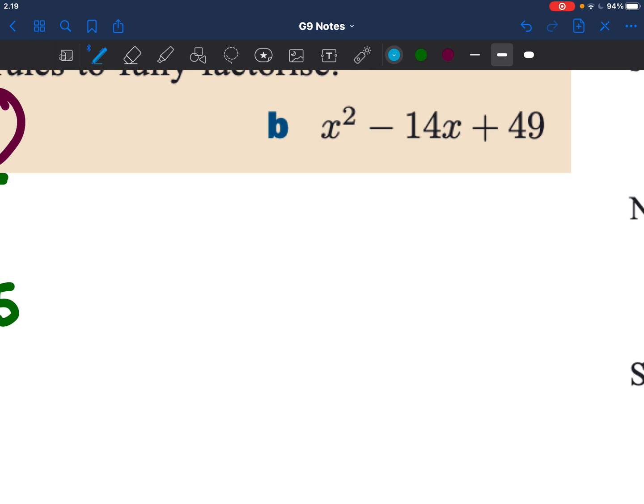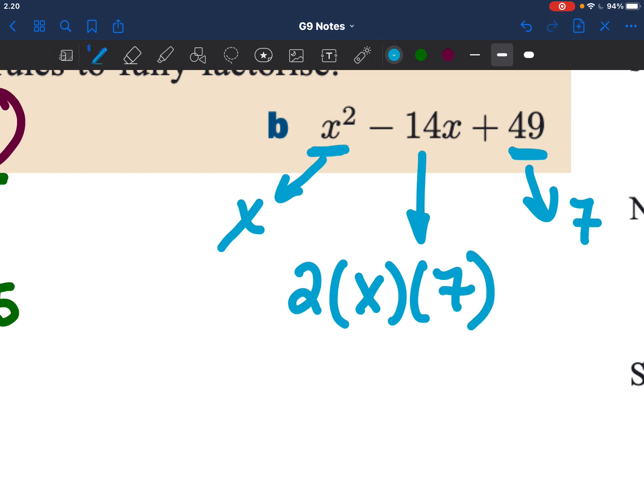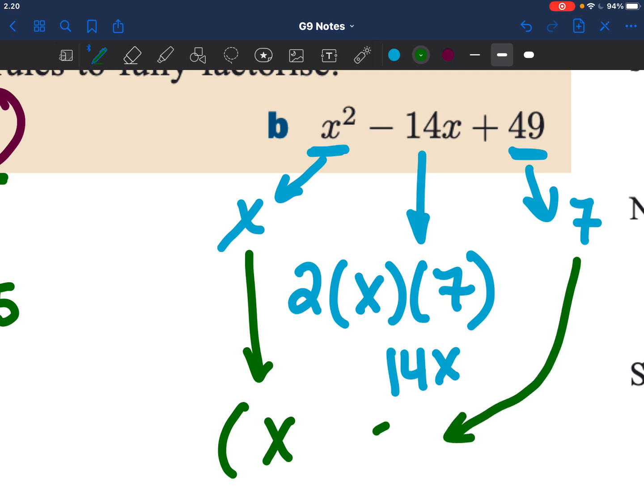So again, the process in your head should be checking out the first and the last here. This is a perfect square, the square root is x. The square root of 49 is 7. And let's see, is it double the middle? 2 times x times 7 is 14x. It is positive, but it is not negative. So let's try this out then. Could it be x and then 7? Could it be negative in the middle? Let's try it out.